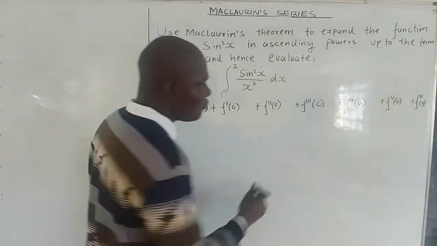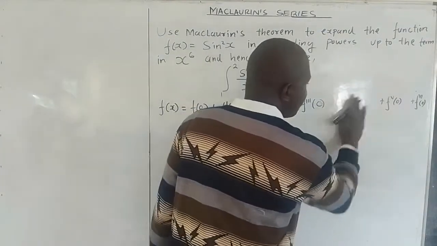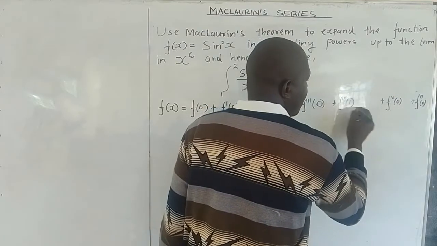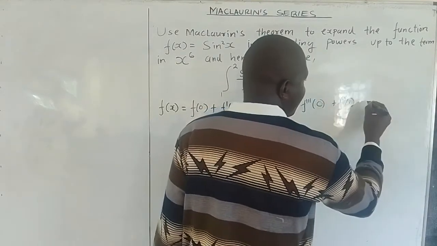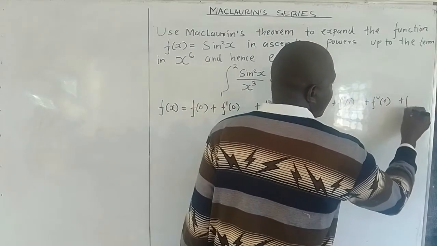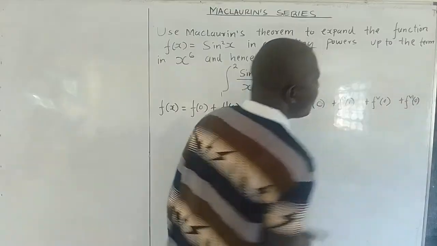So here, let me create more space the other side so that I don't congest it. F to power 4, you leave a space. Then for the fifth time, you leave a space. Then for the sixth time, you leave a space.